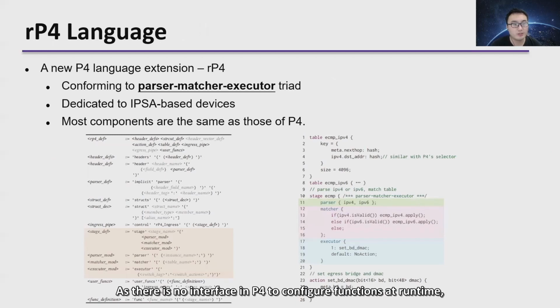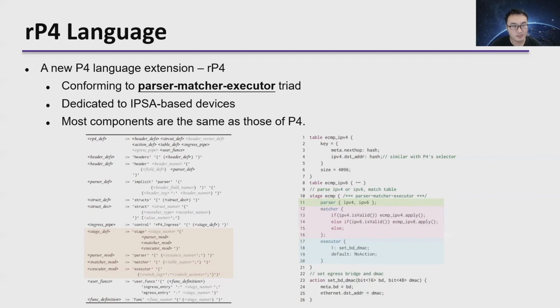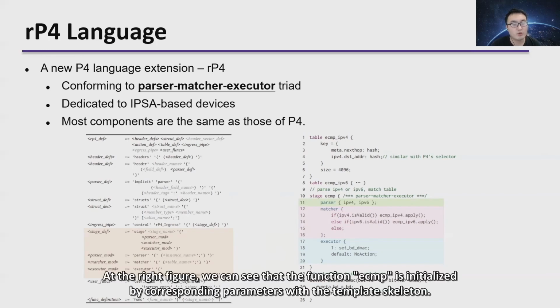As there is no interface in P4 to configure functions and runtime, we designed a new P4 language extension, rP4, dedicated to programming IPSA-based devices. rP4 conforms to Partial Measure Executor Triad, and most components are based on P4. In the right figure, we can see that the function ECMP is initialized by corresponding parameters with the template skeleton.